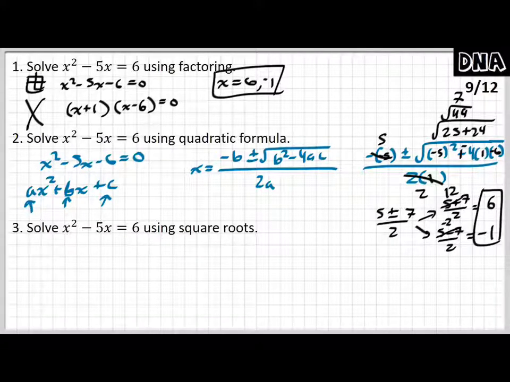The last way, we didn't review square roots, right? Okay, so I'm going to do it really fast right now, but then I'm going to do it slower later. All right, so see if you can hang.